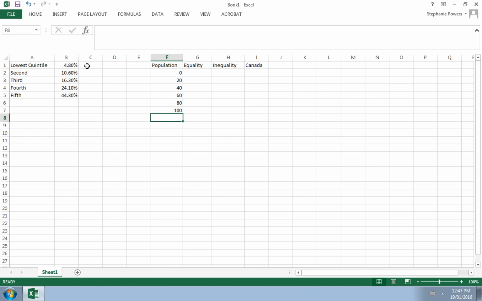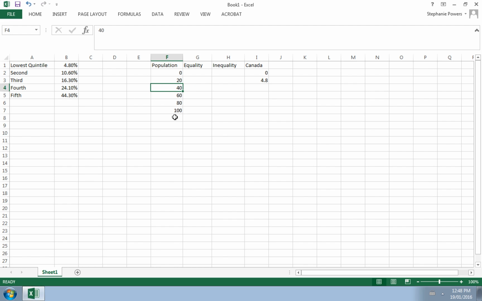So when it comes to the lowest, poorest 20% of the population, they of course have 4.8% of the wealth. And to make our graphing easier, we've essentially just ignored the percentage. But you could leave the percentage in there as well. So the population would be in percentage, and so would the income or wealth. So now we're looking at what 0% of the population has 0% of the wealth. 20% of the population has 4.8% of the wealth.